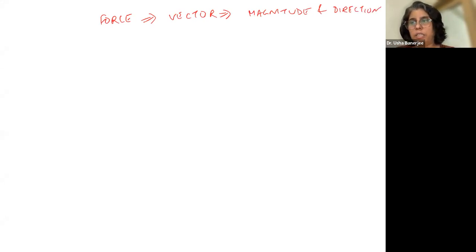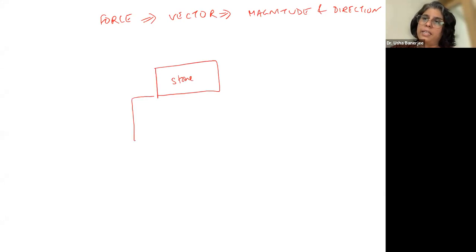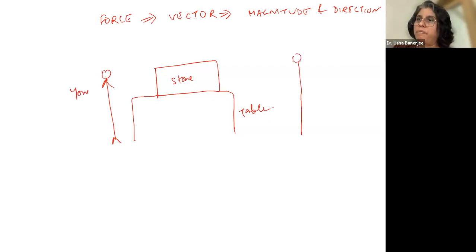Okay. Now, I told you force is a vector quantity. I'm going to the whiteboard. Okay. I told you force is a vector quantity. Vector means it has both magnitude and direction. This is what I told you, right? So what is the mathematical implication of this? Suppose there is a book or a stone and this is present on a table. My drawing's okay, and the table is somewhere on the floor. You are standing here. This is you. I am standing here. I am fat.